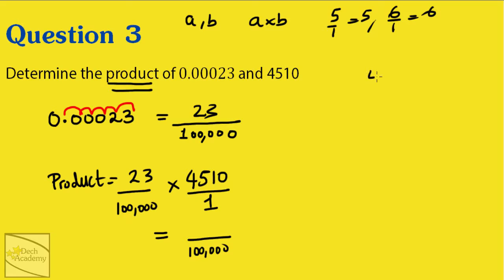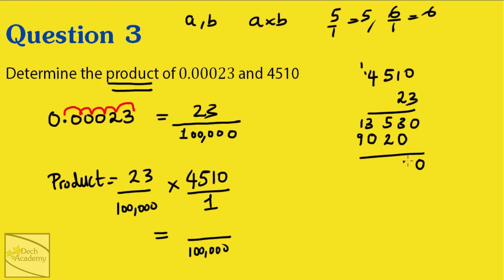So for the numerator, let's use the standard multiplication technique. So 3 times 0 is 0, 3 times 1 is 3, 3 times 5 is 15, so we carry the 1 here. 3 times 4 is 12, plus this 1 gives 13. 2 times 0 is 0, 2 times 1 is 2, 2 times 5 is 10, so you add the 0, you carry the 1. 2 times 4 is 8, plus 1 is 9. So what we have here is 0, 3, 7, 3, 9 plus 1 is 10. So 1, 2, 3. So our numerator is 103,730, which can be written as a decimal.